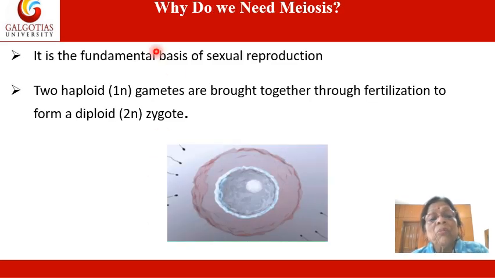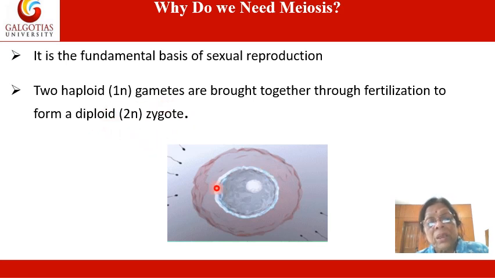Now, why do we need meiosis? Why is meiosis so important? It is the fundamental basis of sexual reproduction. Two haploid or 1n gametes are brought together through fertilization to form a diploid or 2n zygote.